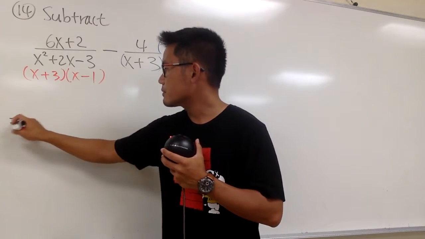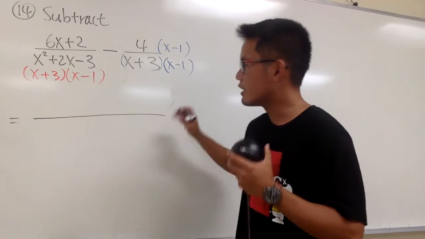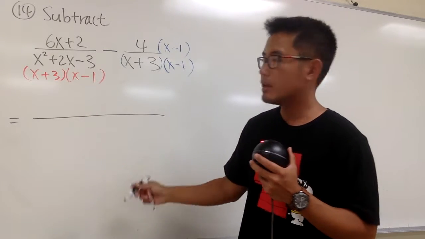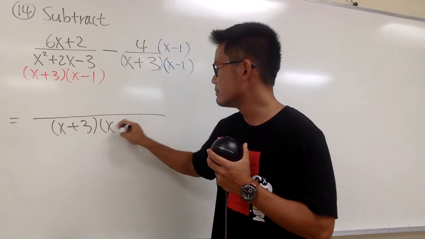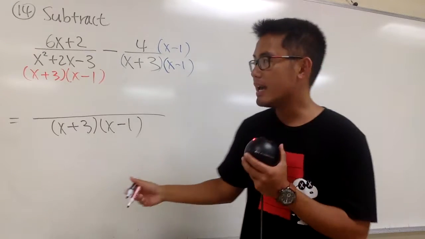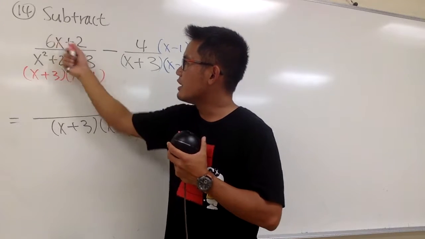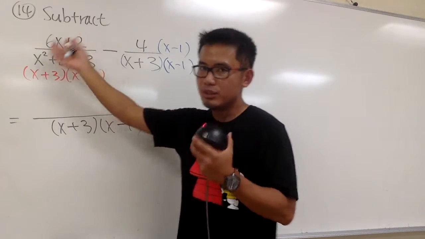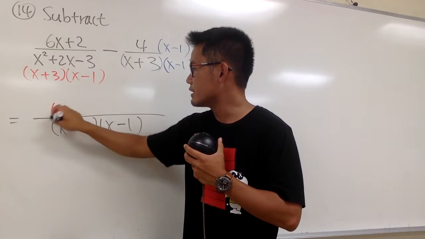And now, since they have the same denominators, I will just put them together into one big fraction. I will write this down first: x plus 3 times x minus 1. The order of this doesn't matter. And then we'll just go ahead and combine like terms on the top. This right here is just 6x plus 2. We didn't need to multiply anything. This right here stays the same. So let's write it down first.